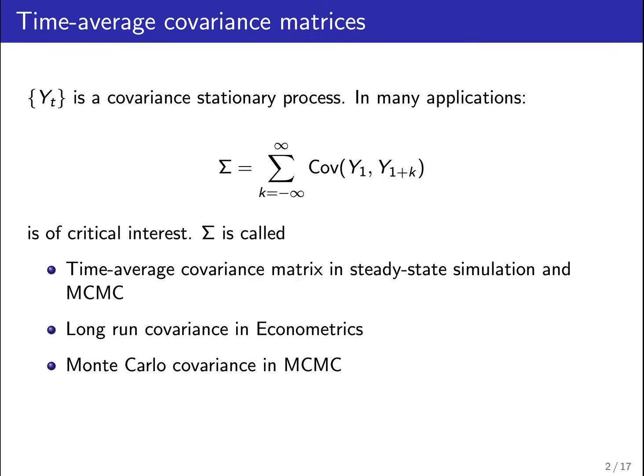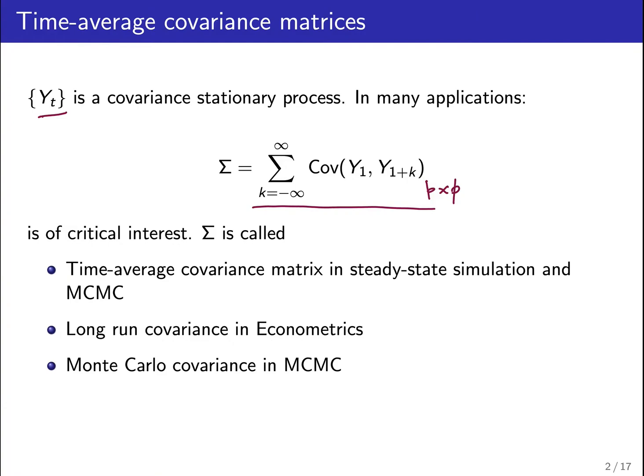The first thing I wanted to discuss was what exactly are time average covariance matrices, because they're known as different things in different fields. So suppose Y_t is a covariance stationary process. Then in many applications, a critical quantity of interest is this infinite sum of lag covariance matrices. So this is going to be a p by p covariance matrix. And so I'm interested in estimating sigma, which is the infinite sum of these p by p covariance matrices.